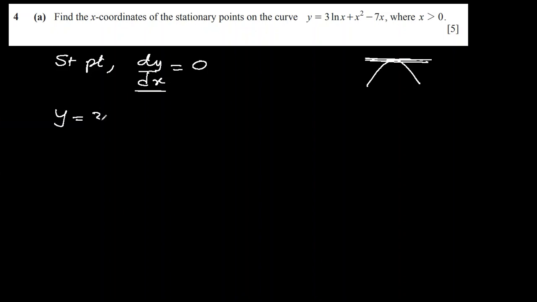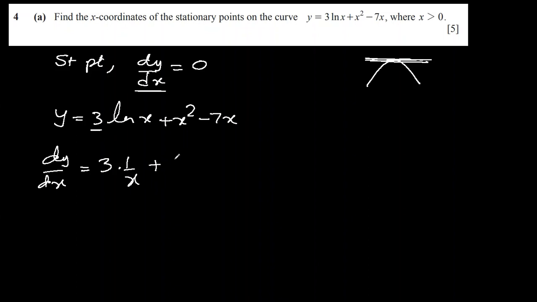So let me differentiate this one. y equal to 3 ln x plus x square minus 7x. So dy over dx will be 3 is a constant, so it remains 3. Differentiation of ln x is 1 over x. Then differentiation of x square will be 2x, and differentiation of minus 7x is minus 7. We will make it equal to 0 to get the values of x. So what are we left with? 3 over x plus 2x minus 7 equal to 0.